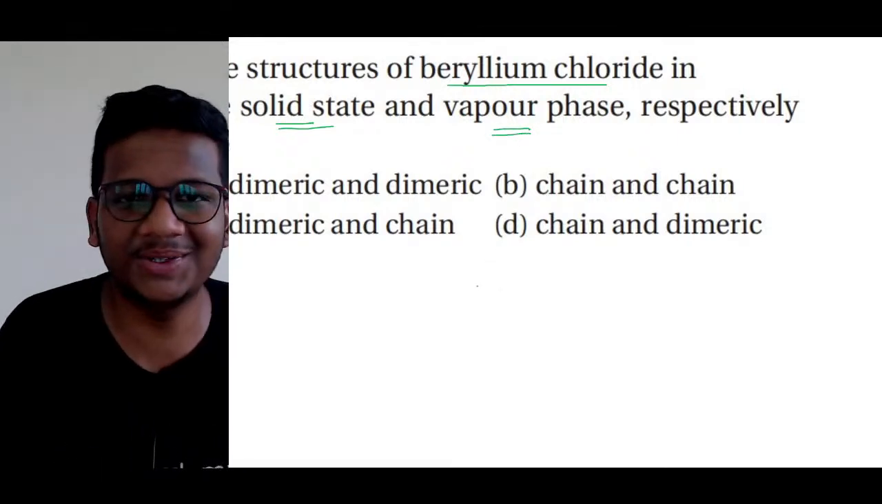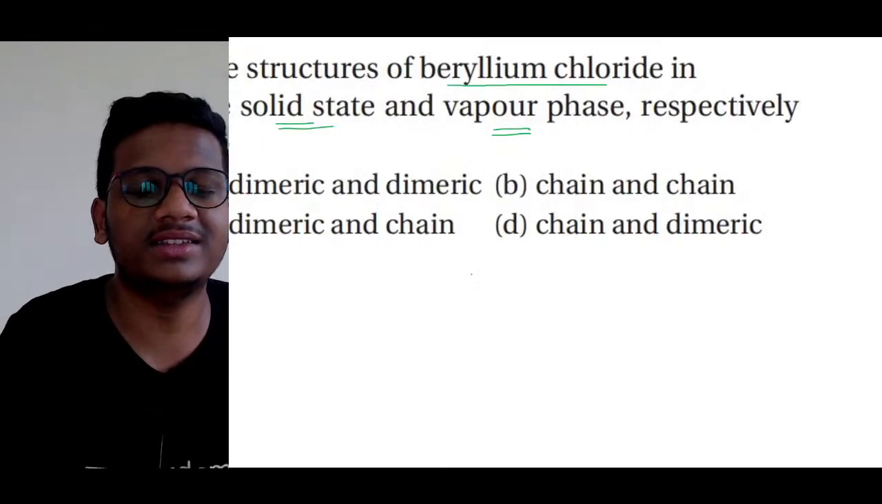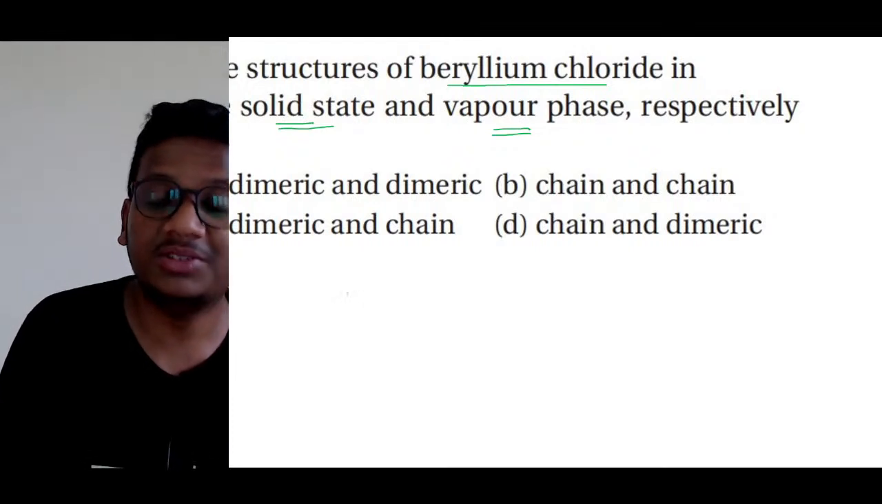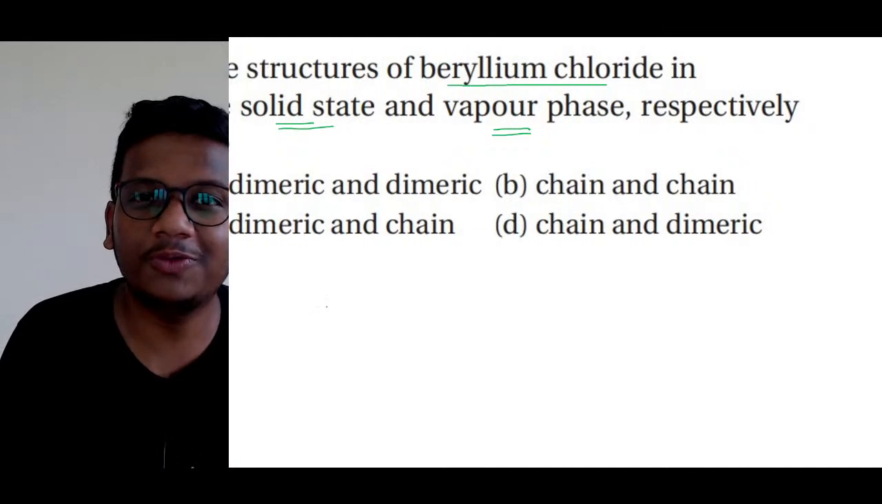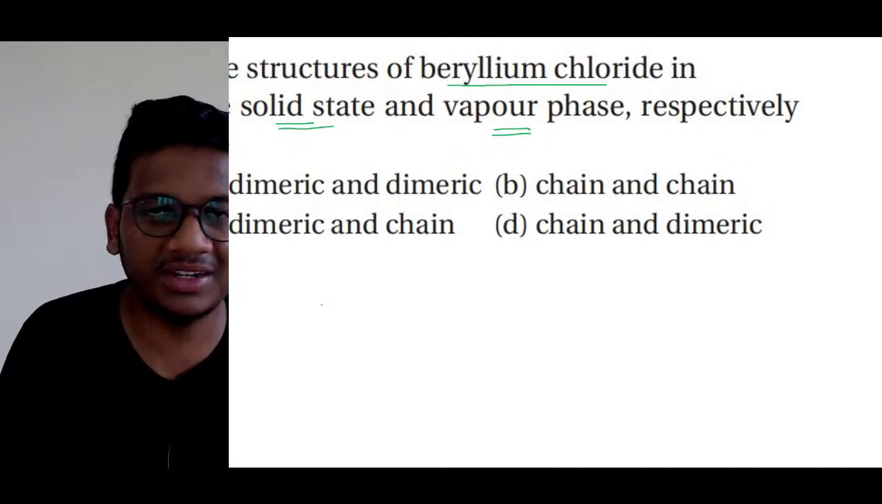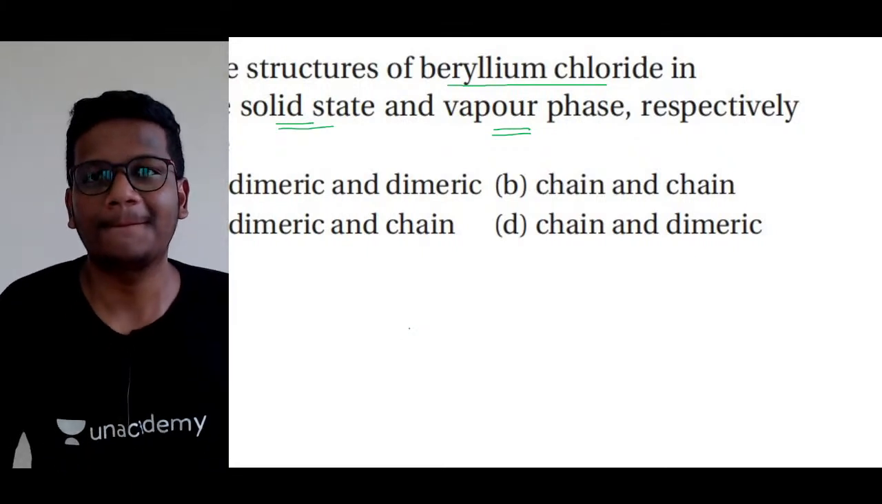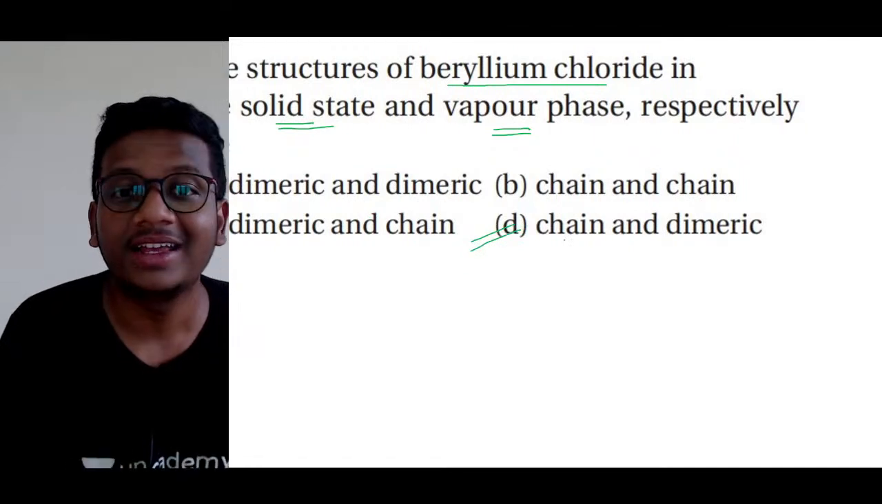Come on, guys, you can do it. What is the correct answer for this question? Beryllium chloride in solid state and beryllium chloride in vapor phase, two structures that you need to know. Which is chain and which is dimeric? Let me hear it in the chat section, everyone. Yes, the correct answer is option D.